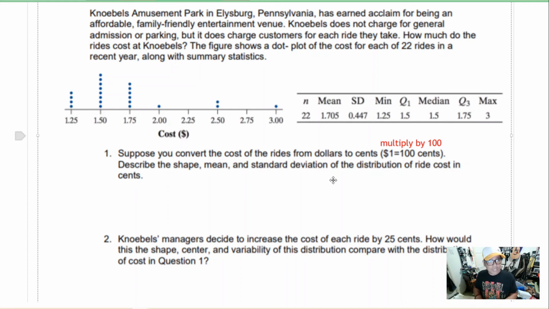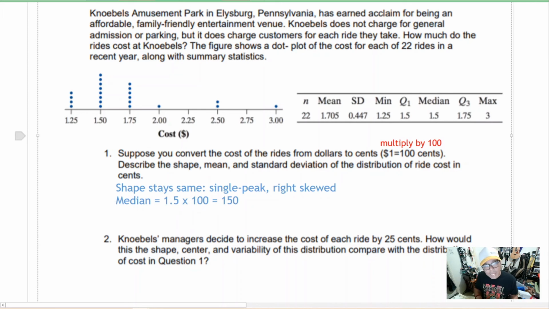Well, we said the shape was going to stay the same. That was single peak and right skewed. The median is going to be that 1.5 multiplied by 100, so 150. And the IQR is going to be 0.25 multiplied by 100. Now this should make sense to you, because if the median is $1.50, then in cents that's 150 cents. And if the IQR is $0.25, then the IQR is 25 cents. It's the same number, just multiplied by 100.